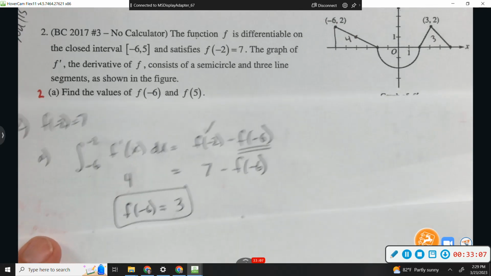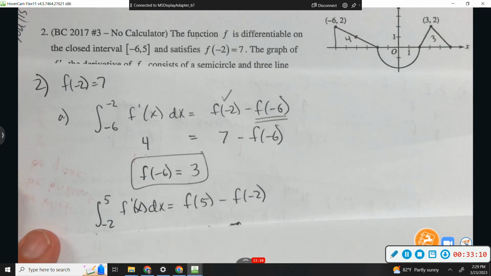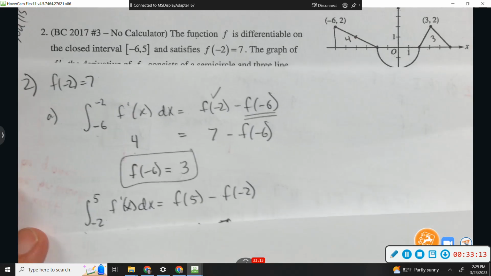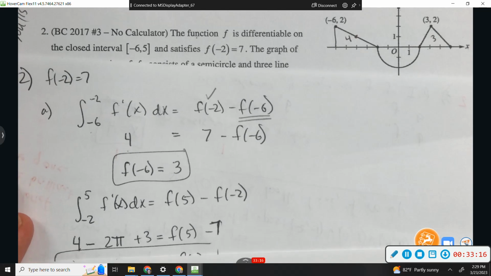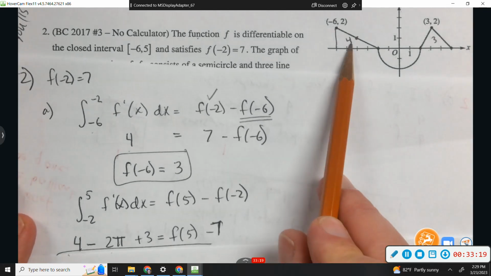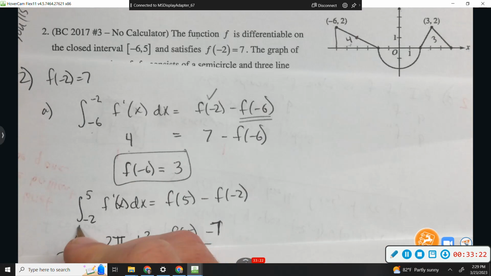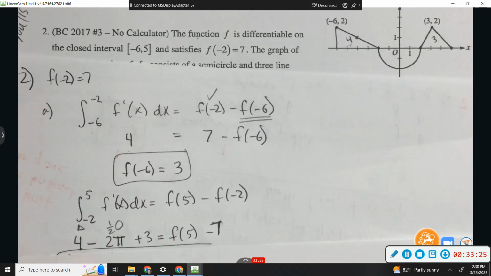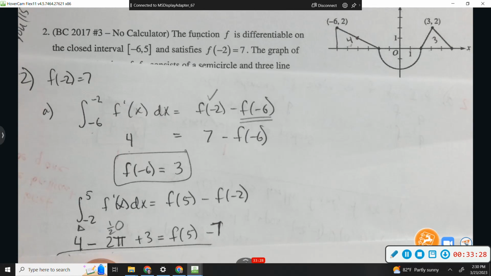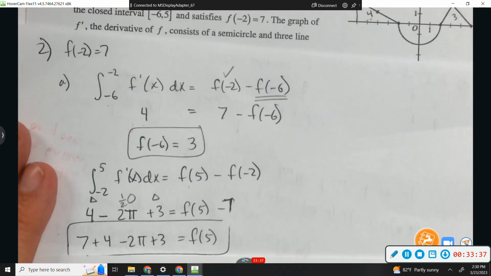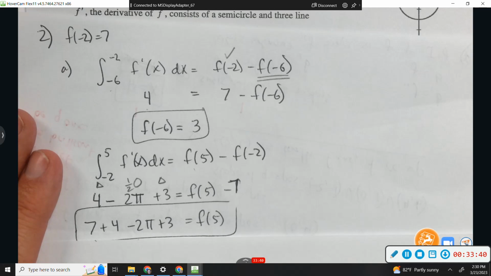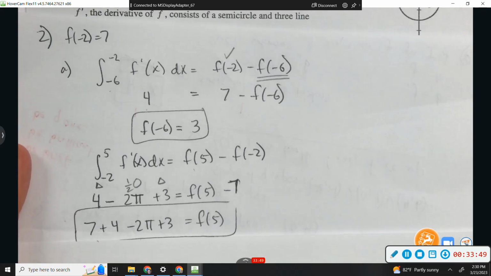For f of 5, kind of the same thing, except from -2 to 5. So now I need the area from -2 to 5. So that's a triangle plus half a circle, not half of 0, but half a circle, plus another triangle equals f of 5 minus 7. I move the 7 over, and I don't even mess with the rest of that stuff. Maybe I need it later, but until I need it, leave it alone. So that's part A. Area under the curve.